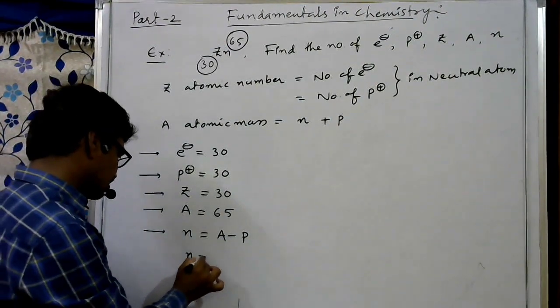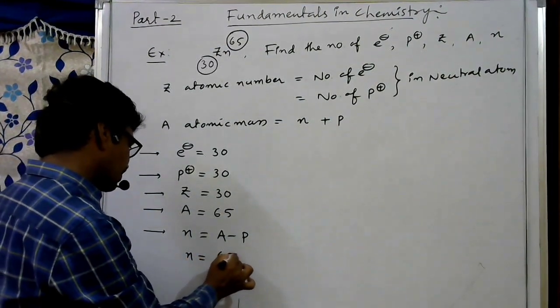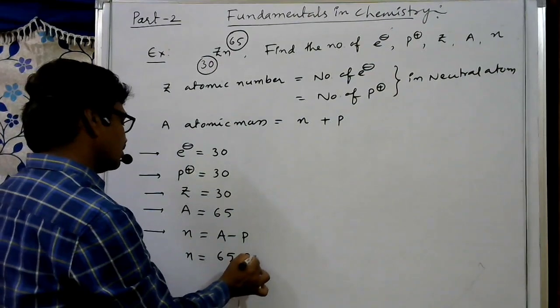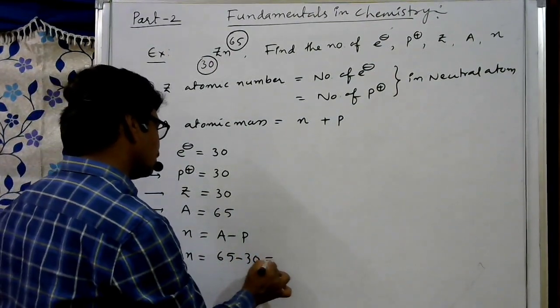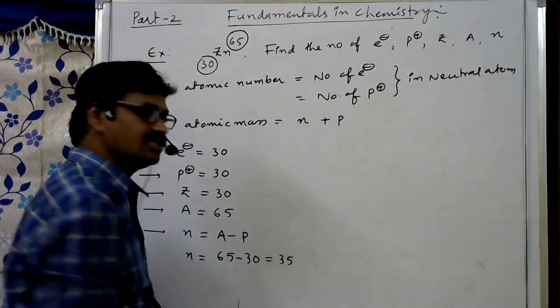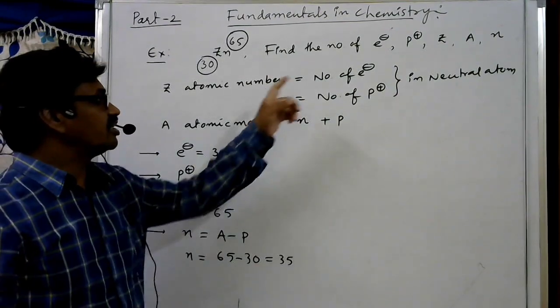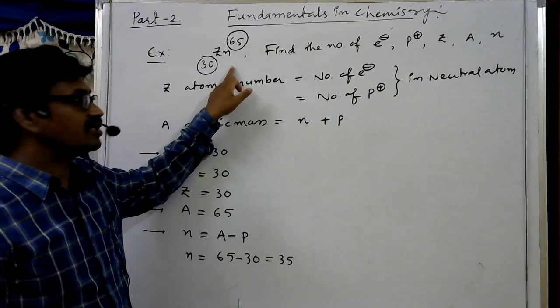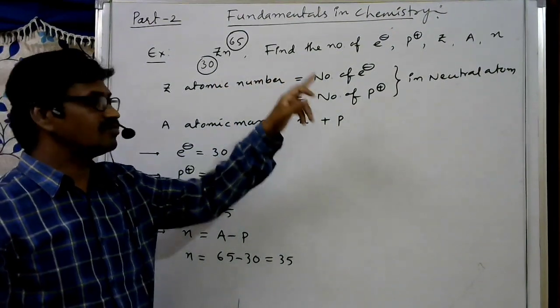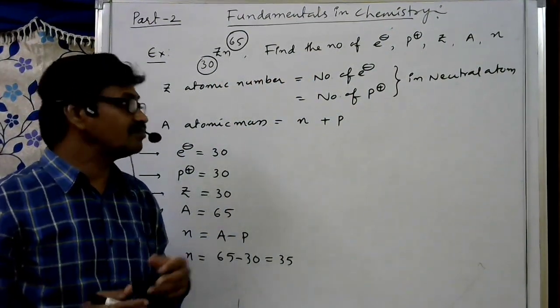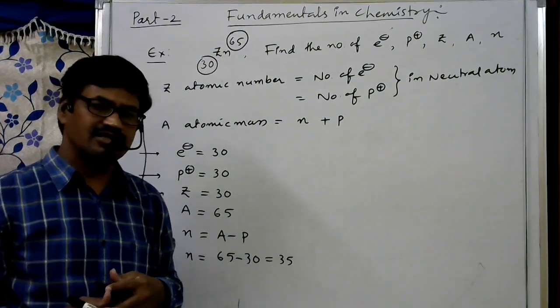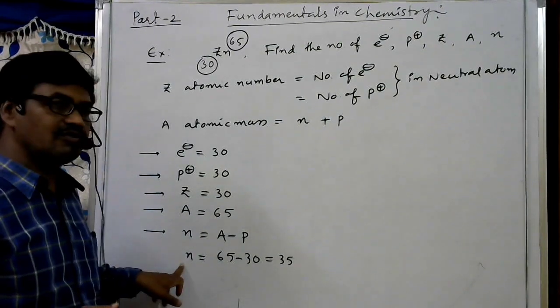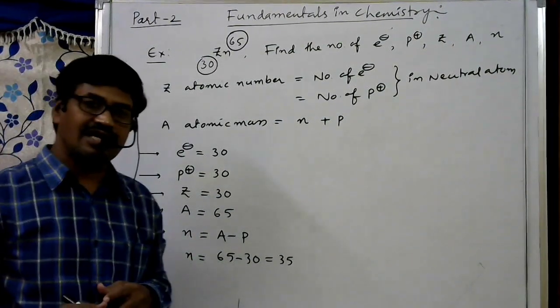So the N value is equal to 65 minus 30, which is 35. In this way, we have to find the different particles in a given element: the number of electrons, number of protons, atomic number, mass number, then number of neutrons. Most of the cases they ask for the number of neutrons present in a given atom.